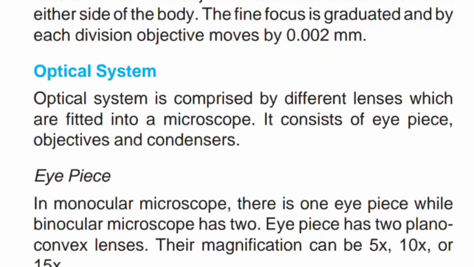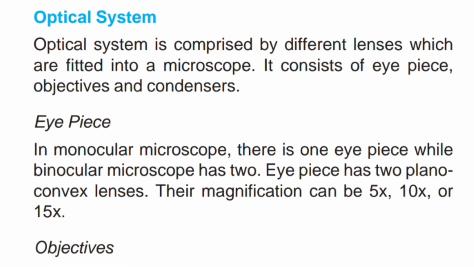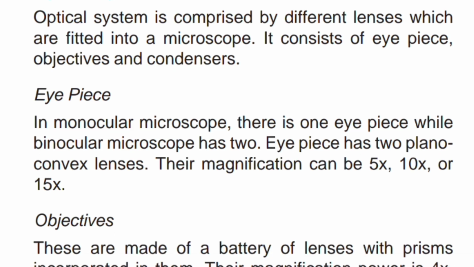Optical system is comprised by different lenses which are fitted into a microscope. It consists of eyepiece, objective, and condensers. Eyepiece: in monocular microscope there is one eyepiece, while binocular microscope has two. Eyepiece has two plano-convex lenses. Their magnification can be 5x, 10x, or 15x.